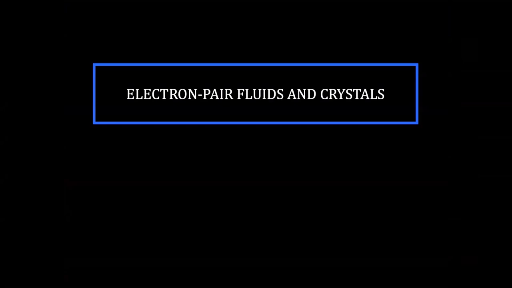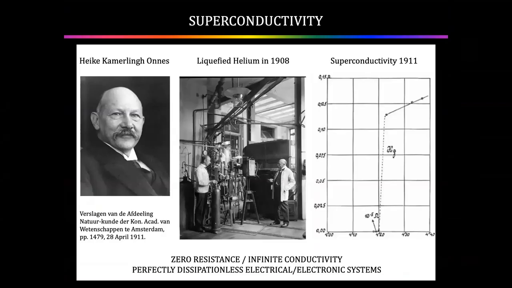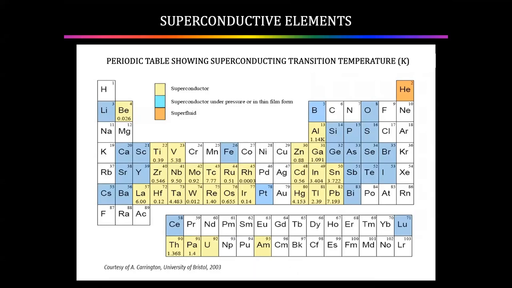First of all, what's an electron pair fluid slash crystal? Well, electron pair superfluid is just what people like me call a superconductor. Kamerlingh Onnes discovered superconductivity in 1911. It's a macroscopic quantum state of electrons in which a material can have zero resistance to electrical currents, infinite conductivity, perfectly dissipationless electrical and electronic characteristics. It's an extraordinary state, and this discovery is one of the most important in physics, in my opinion. Superconductivity is not an obscure phenomenon.